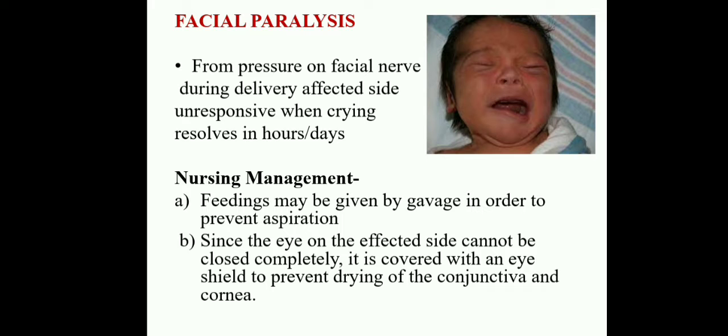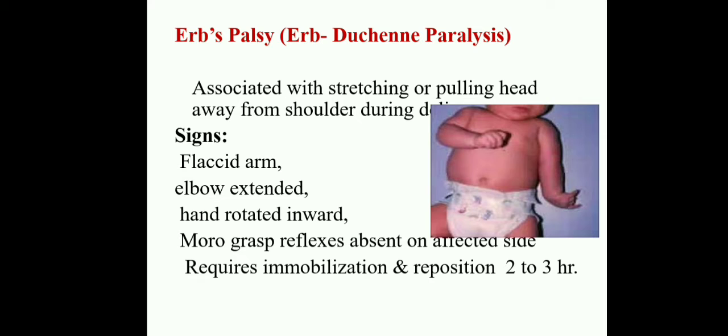Since the eye on the affected side cannot be closed completely, it is covered with an eye shield to prevent drying of the eye and conjunctivitis of the cornea. We have to protect the eye because the baby is unable to close the eye on the affected side. So you have to provide the eye shield to prevent dryness of the eye and conjunctivitis of the conjunctiva and cornea. This is about the management of facial paralysis.